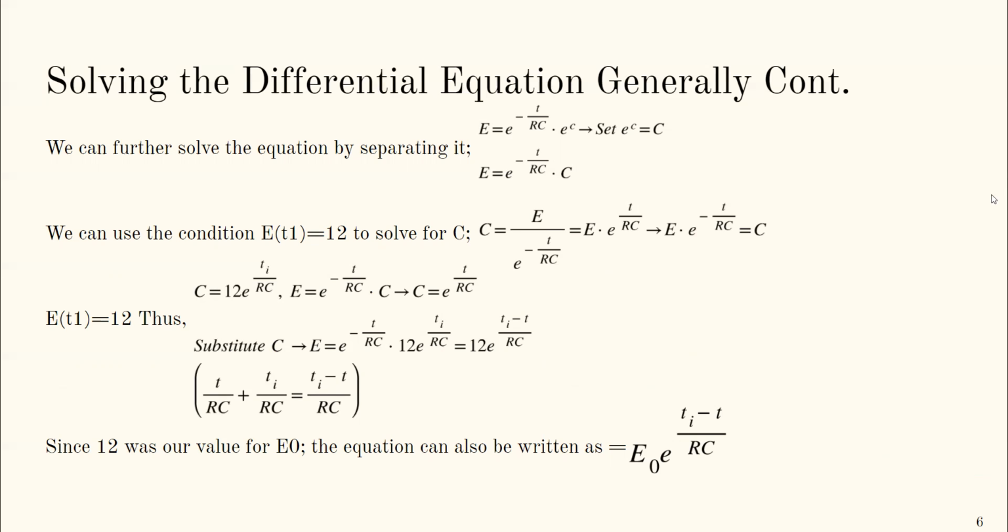And then since 12 was the value for E at 0, the equation can also be written as E at 0 times e to the power of t_i minus t over RC.